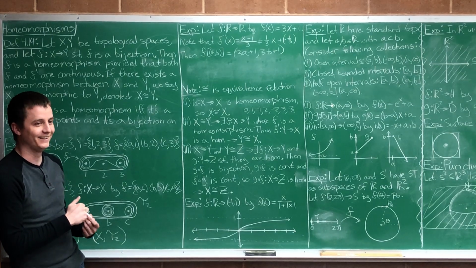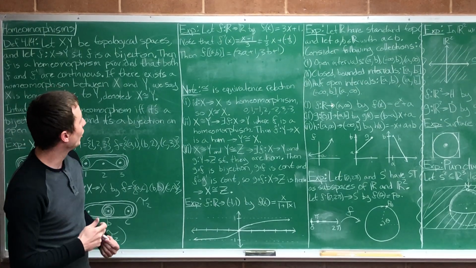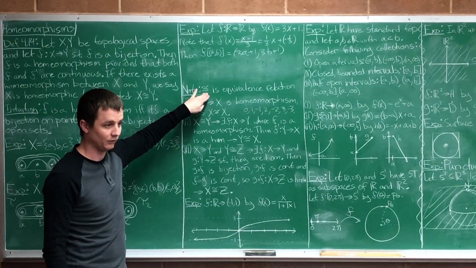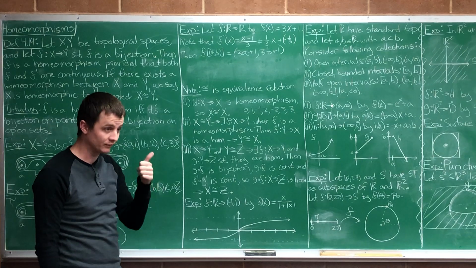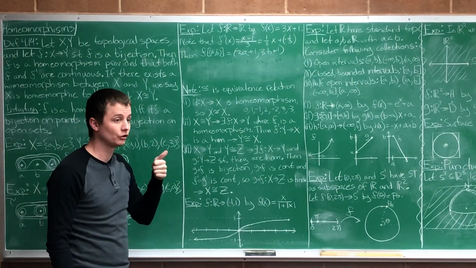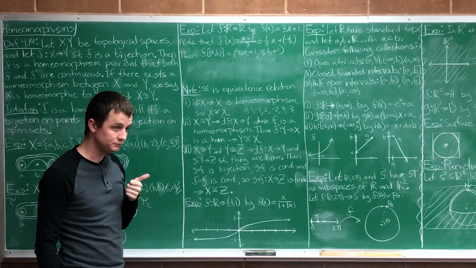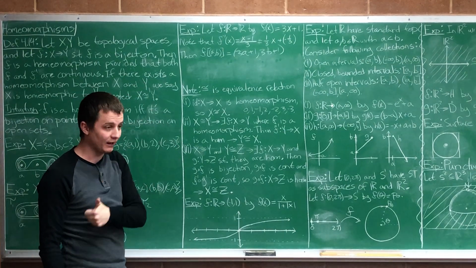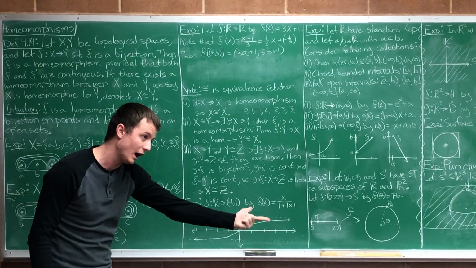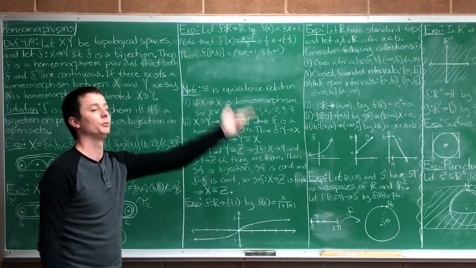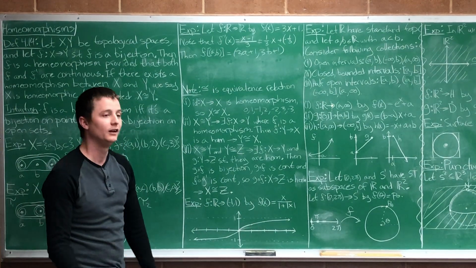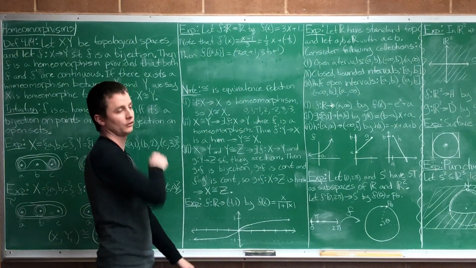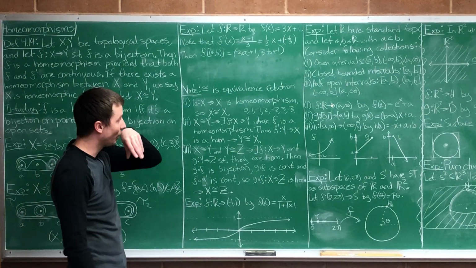Do the words reflexive, symmetric, and transitive mean anything to you? Okay. So this relation is reflexive, it's symmetric, and it's transitive. What does that mean to be reflexive? We mean every topological space is homeomorphic to itself. What does it mean to be symmetric? We mean if topological space X is homeomorphic to topological space Y, then Y is homeomorphic to X. And transitive, if X is homeomorphic to Y, Y is homeomorphic to Z, then X is homeomorphic to Z. So let's walk through each of those.